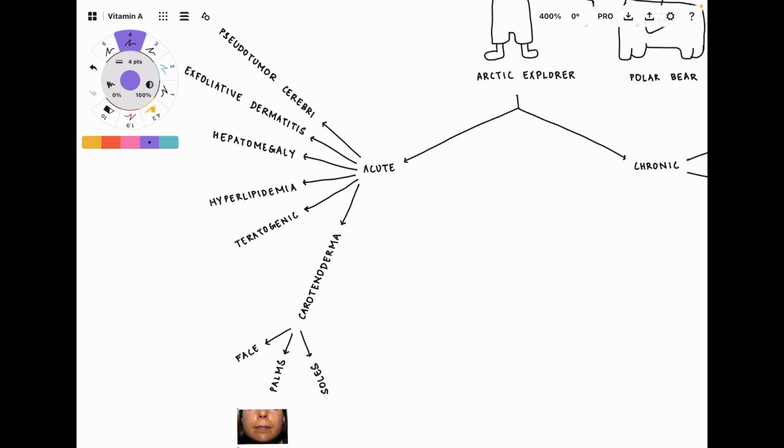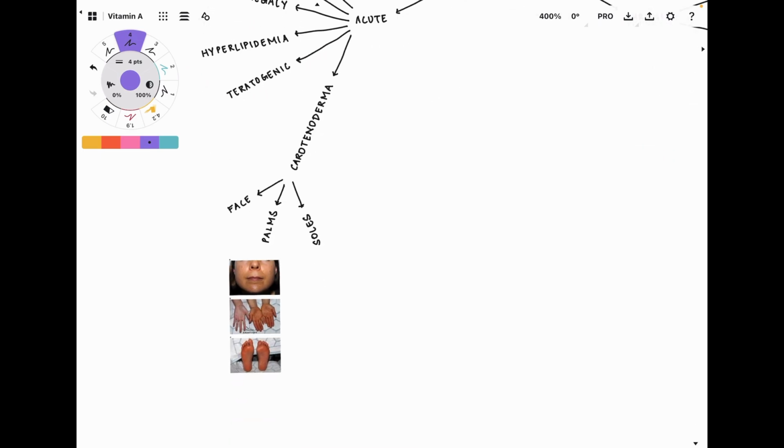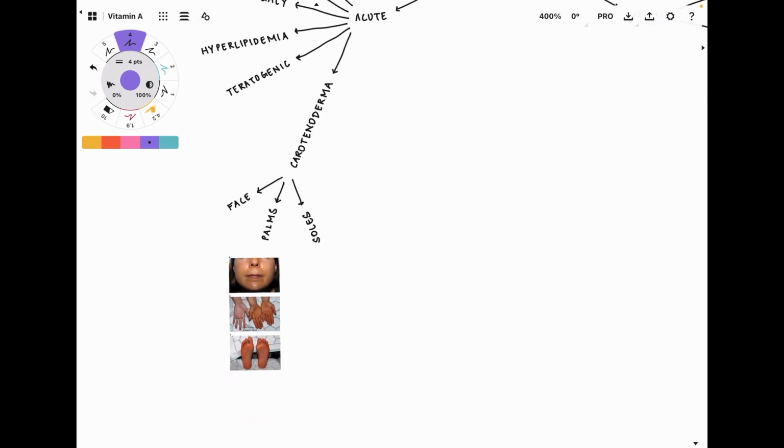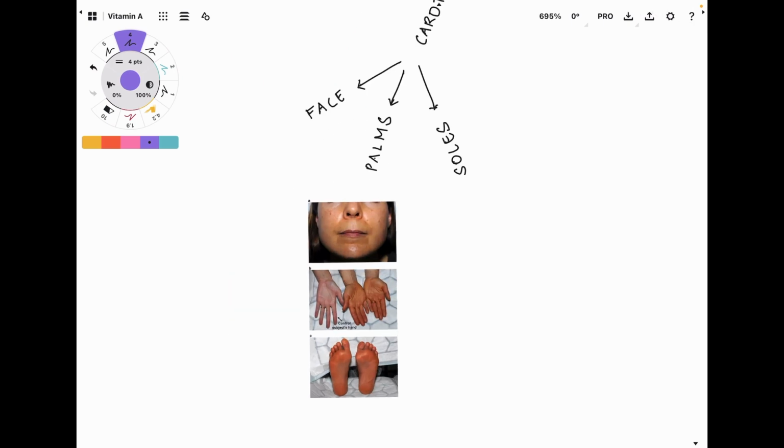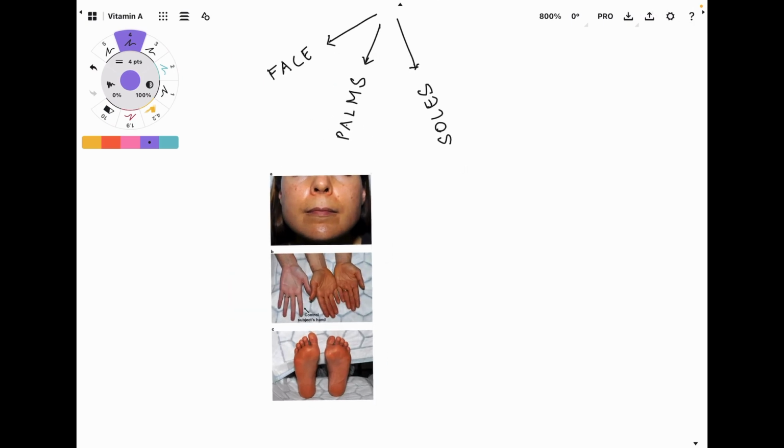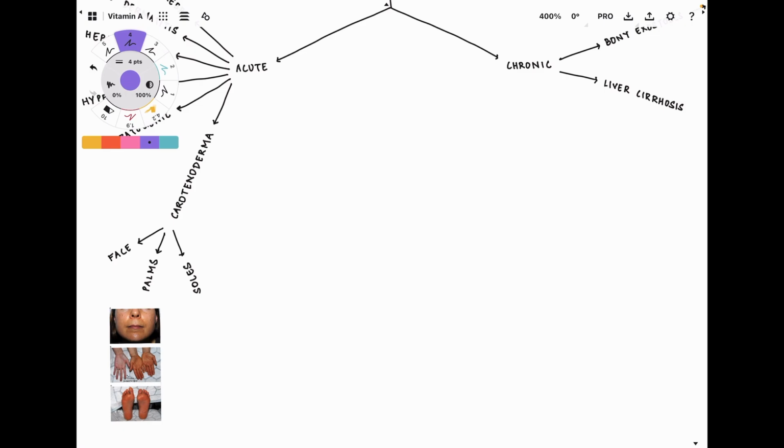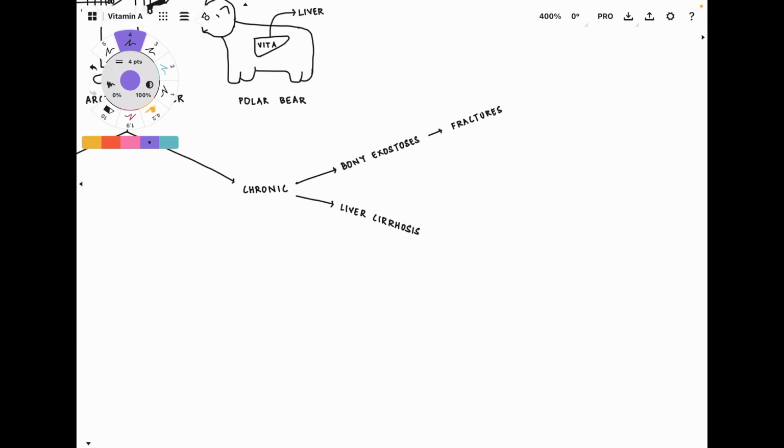Keratoderma is orangish discoloration of skin and mucous membrane. In hypervitaminosis A, keratoderma manifests in three locations: face, palms, and soles. Here you can see the face, palms, and soles have become orange in color. The chronic manifestations of hypervitaminosis A are bony exostosis, which can lead to bone fractures, and liver cirrhosis.